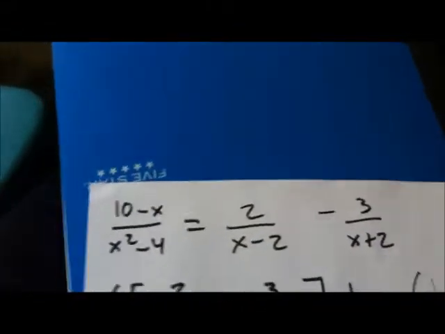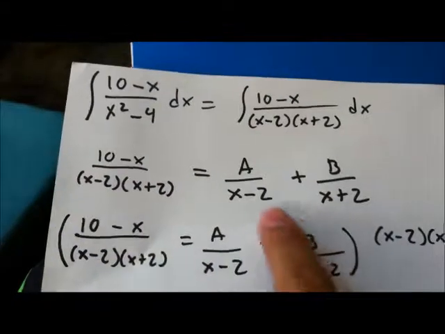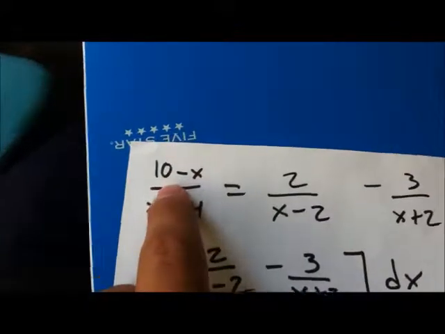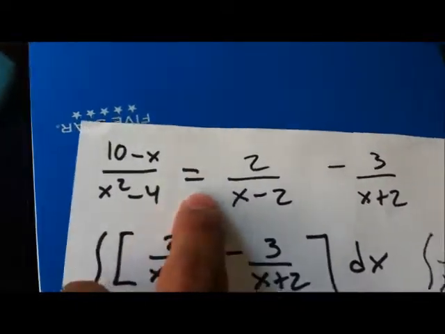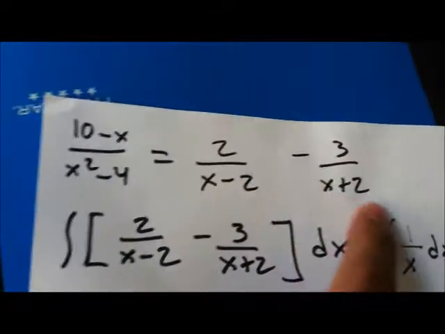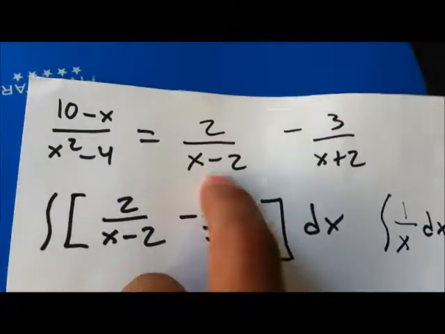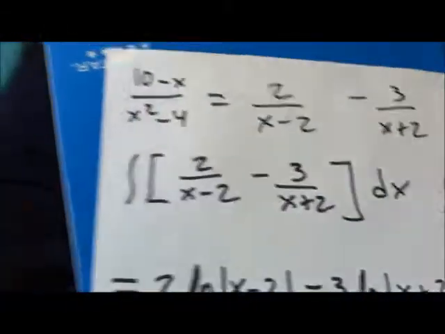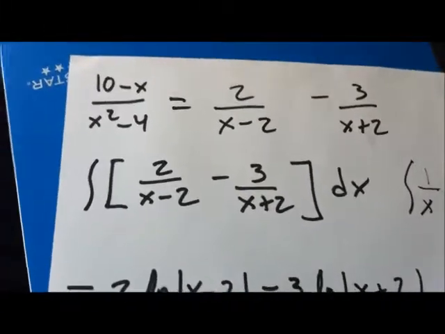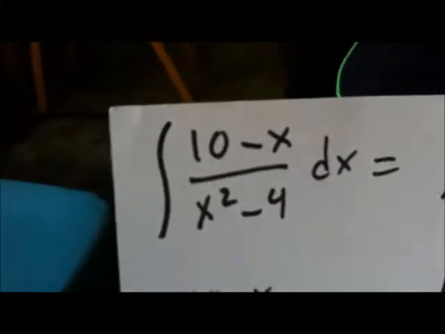As we continue with this problem, we can now substitute A and B here, getting that the first thing we had, (10 minus x) over (x squared minus 4), is equal to the sum of these two fractions, which is 2 over (x minus 2) minus 3 over (x plus 2). So now we have this. This is a lot easier to compute than what we had originally.